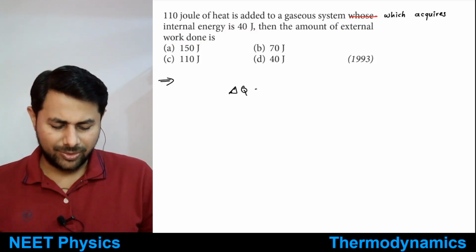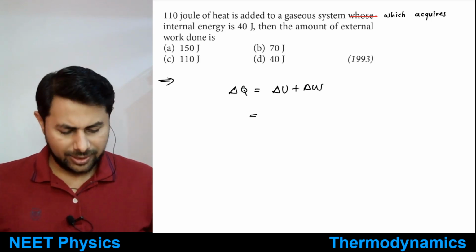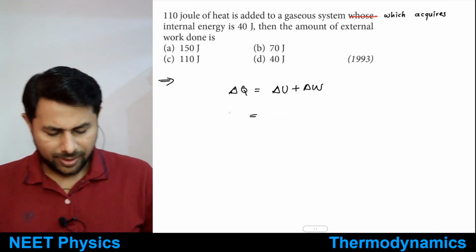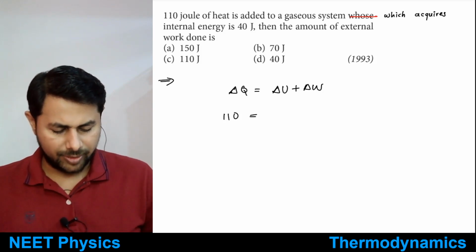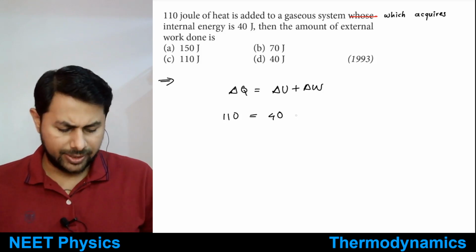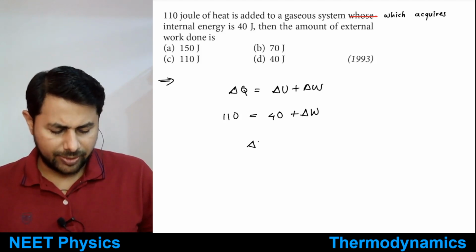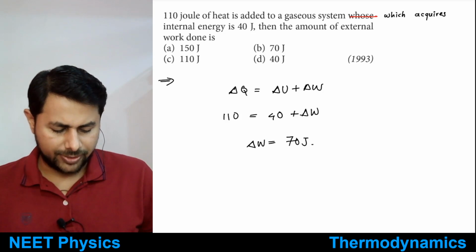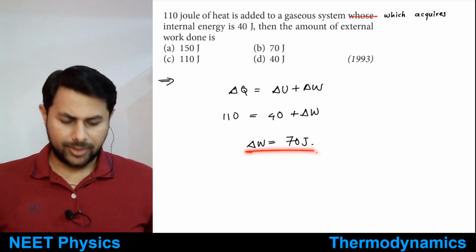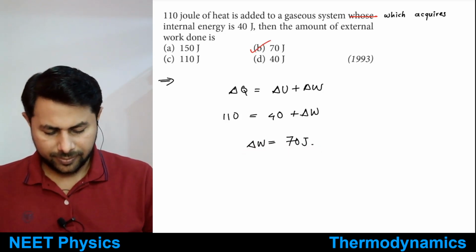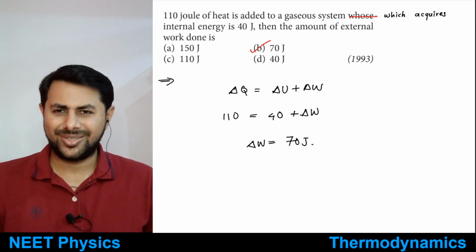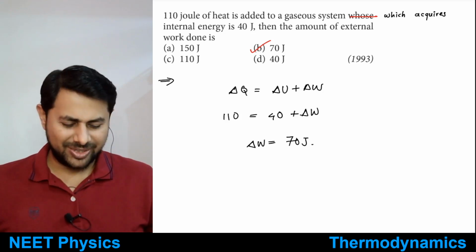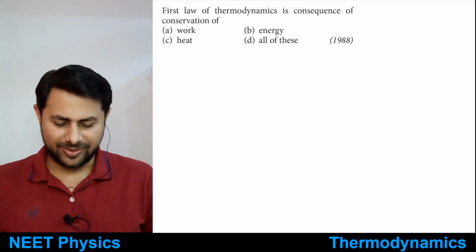Then you have delta Q is equal to delta U plus delta W, and that is what? 110, and delta U would be just 40 because it acquires 40 joules of energy, and then work done is just equal to what? 70 joules. So that is the answer, right? This one is clear, everyone? Very simple one. Let's see the next one.